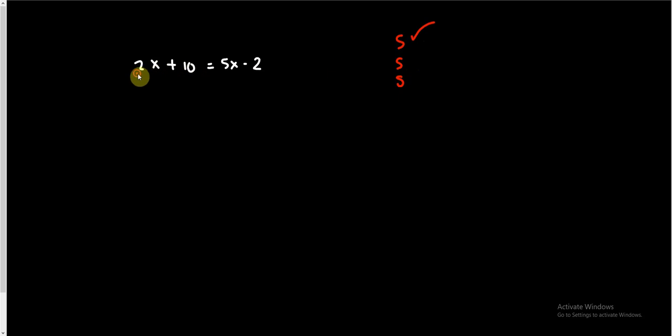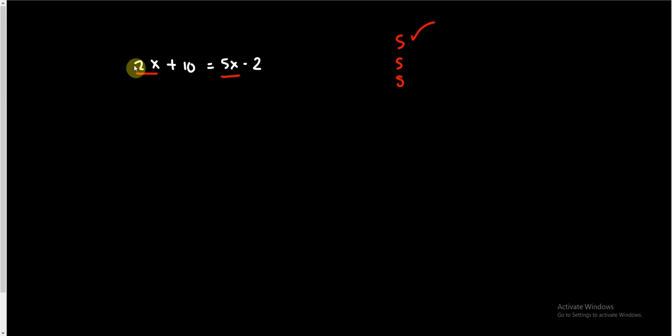Uh-oh, I have an x term on the left and an x term on the right. You might feel a little bit panicky. Okay, well, how do I handle this? Well, what I'm going to do is the same thing I would have done if I told you to get rid of this plus 10. You would have said, oh, plus 10, to get rid of that, I would minus 10. Or you see this minus 2. How would I get rid of that? I would add 2.